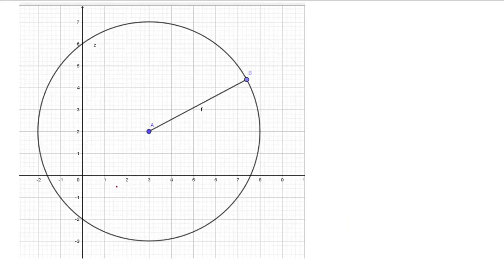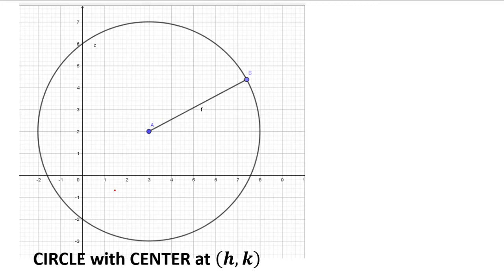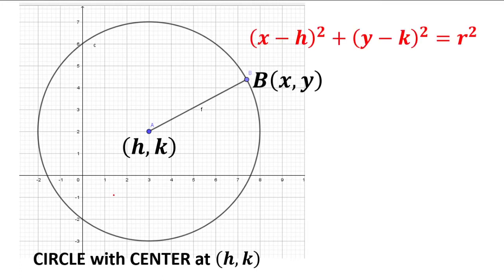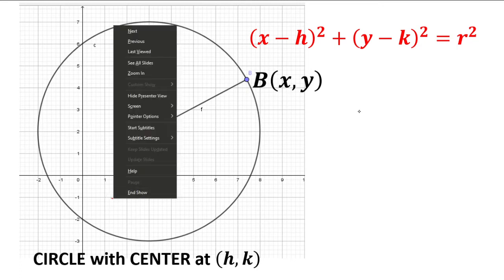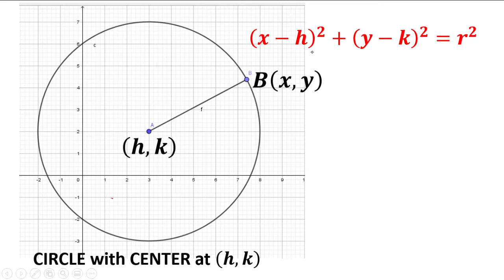So, let's have an example. This is the graph showing that the center of the circle is located at the coordinates h and k. So, ganyan ang itsura niya. Again, our standard form when the center of the circle is located at h and k, we have (x minus h) quantity squared plus (y minus k) quantity squared is equal to r squared.